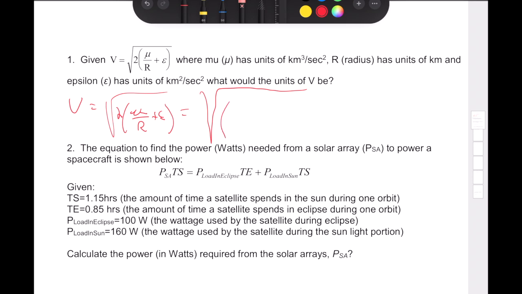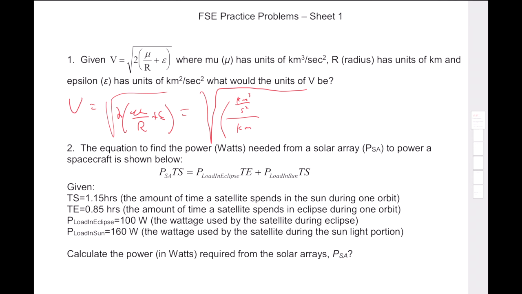Mu has units of kilometers cubed per second squared, so we'll plug that in right here: kilometers cubed, second squared. And we'll plug in units of r, which are kilometers, below. Then we'll plug in epsilon. It has units of kilometers squared over seconds squared. So kind of just as if they were numbers, or variables.